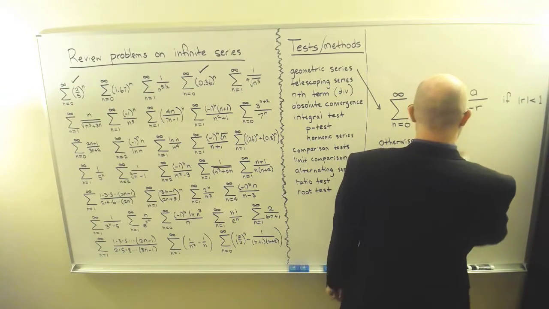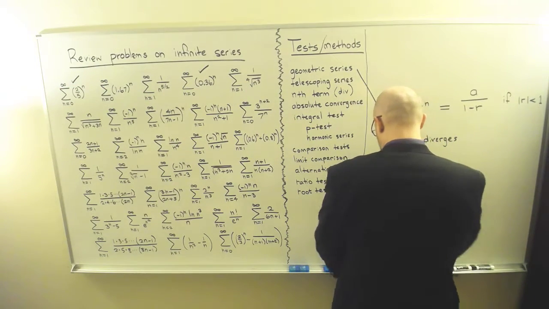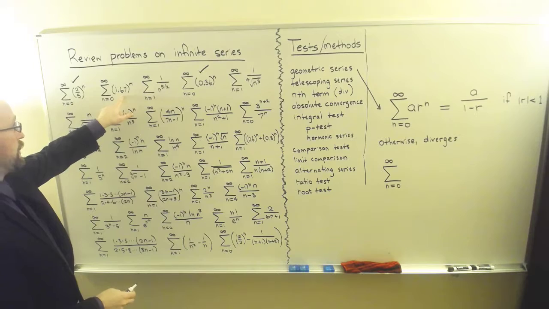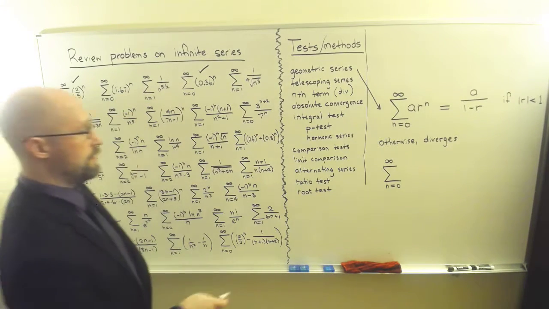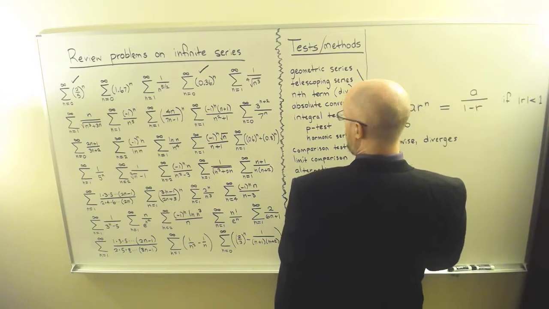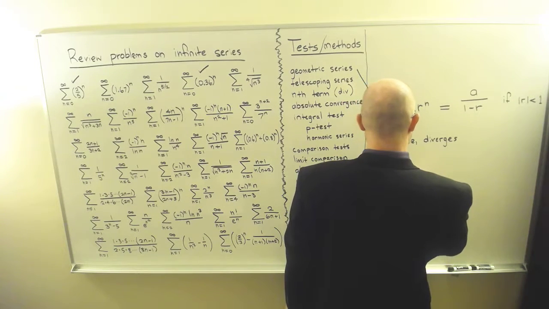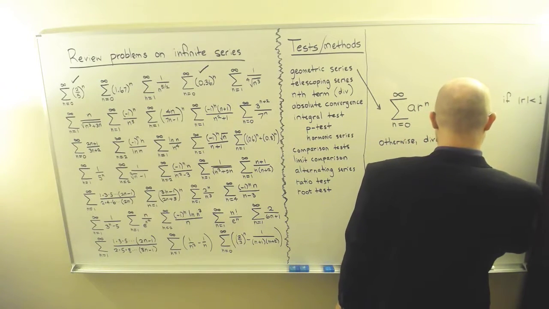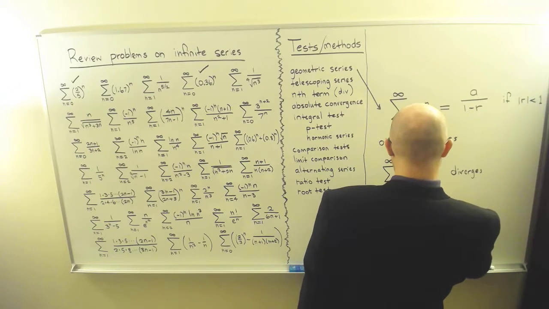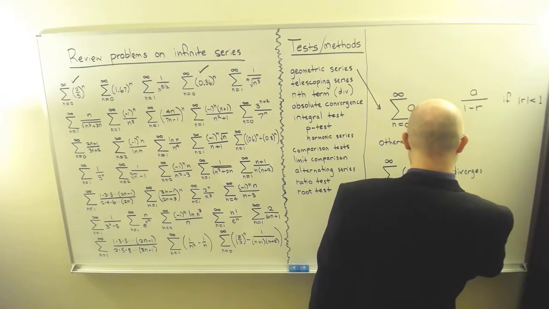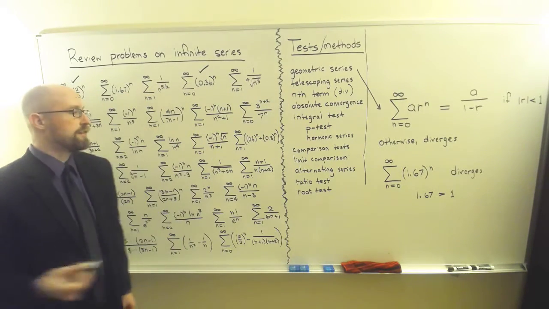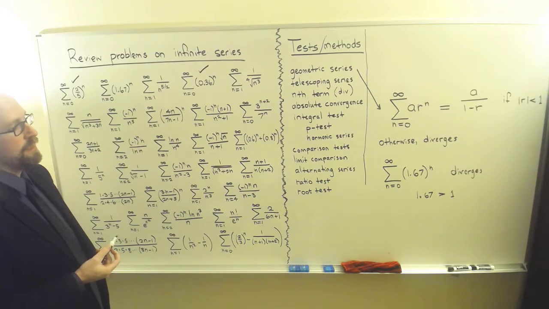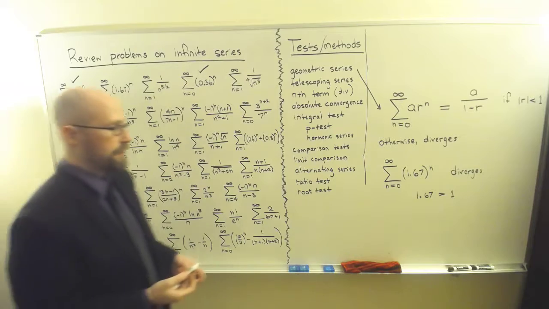Now, the other one, this one here, I told you this one diverges, and that's because the common ratio is too large. It's 1.67. So this just diverges. And the reason why is because 1.67 is bigger than 1. So the common ratio would have to be strictly between -1 and 1 in order to converge.